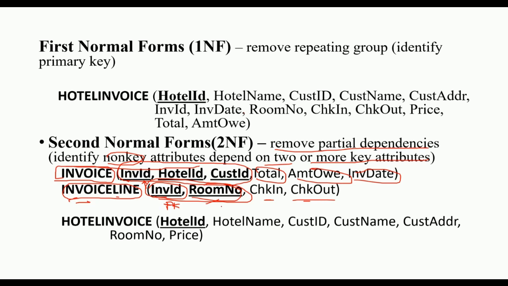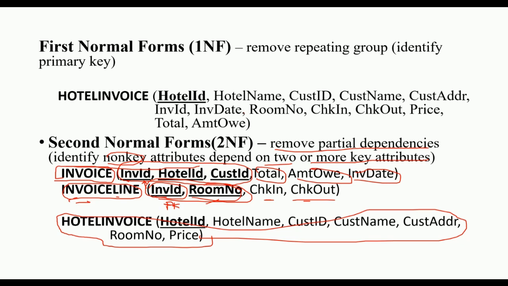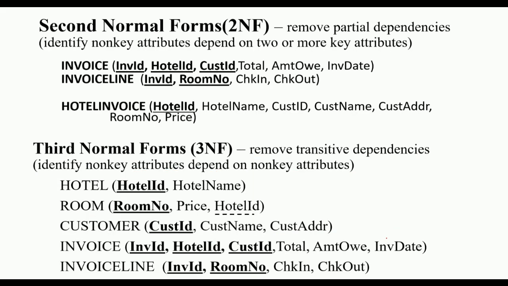So what we have left out now is this relation that we haven't settled yet, right? Hotel name, customer ID, customer name, customer address, right? So next one. Again, this second normal form, invoice and invoice line, these are already normalized. And again, this hotel ID, from that first normal form, what is left now is this one.